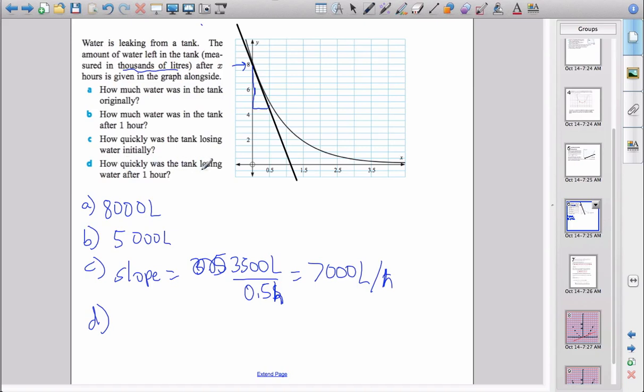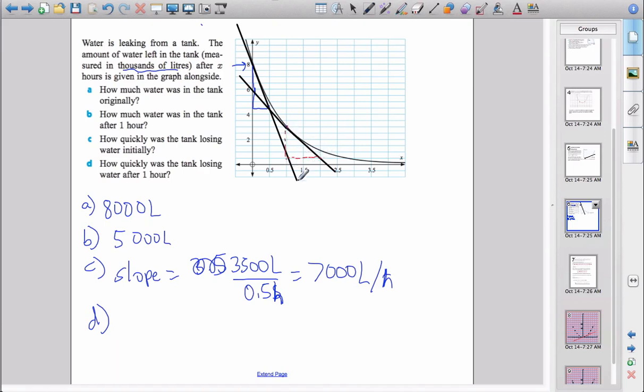How quickly was the tank losing water after 1 hour? After 1 hour, we would draw the tangent line here. Let's try to get a nice straight line through here. I'm going to use a black line again. I think something like that might be a good tangent line. To find the slope of that, we can try to find a nice point on the line.